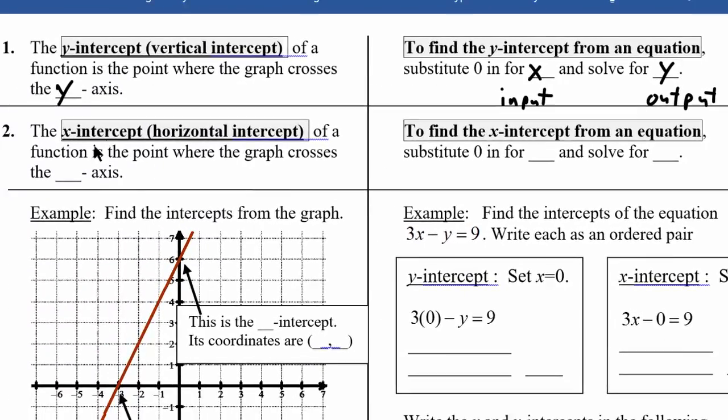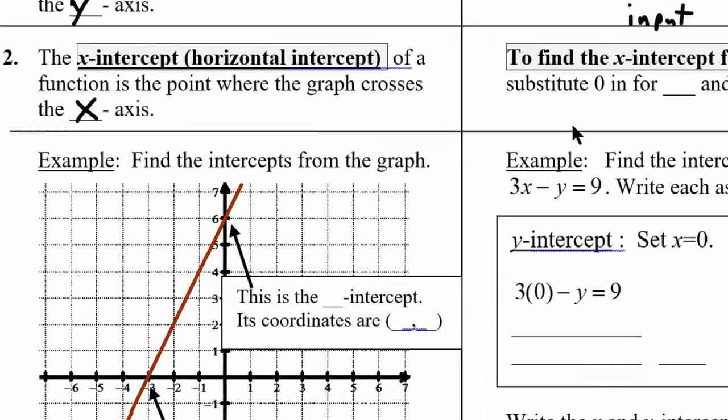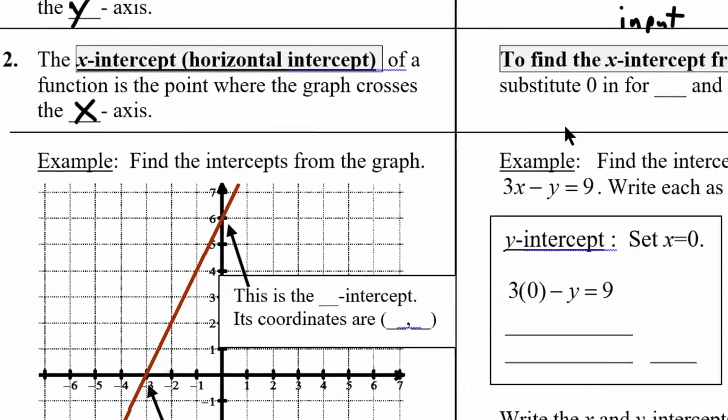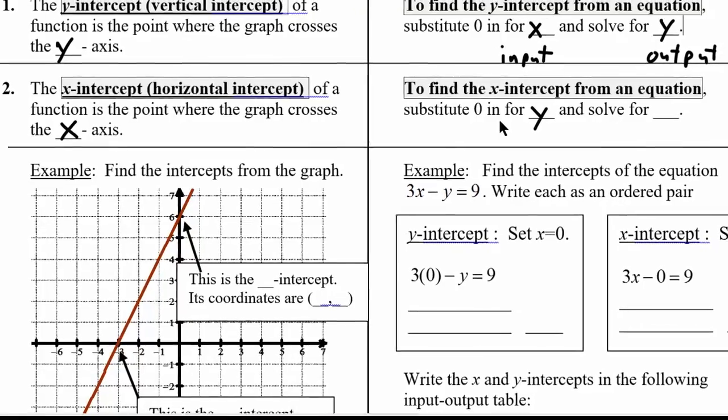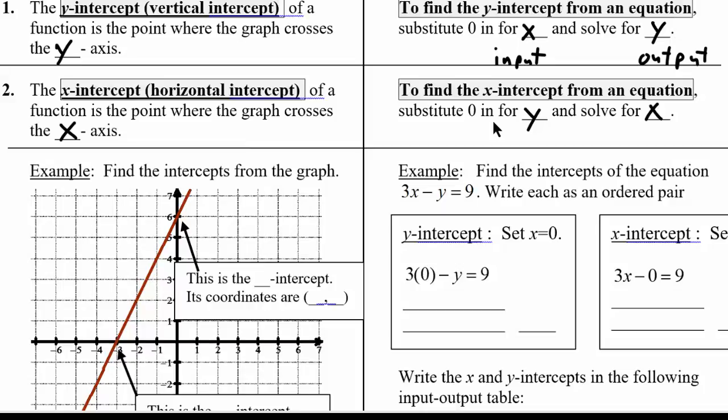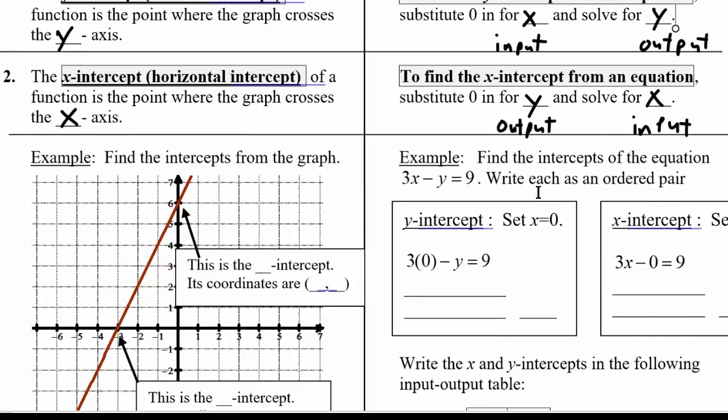Okay, the second question. The x-intercept, or the horizontal intercept of a function, is the point where the graph crosses the x-axis, or you could think of it as the horizontal axis. So to find the x-intercept from an equation, substitute in 0. In this case, we're going to sub in 0 for y, and we're going to solve for x. Right, and you can think of this as we're subbing in 0 for the output, and we're solving for the input.